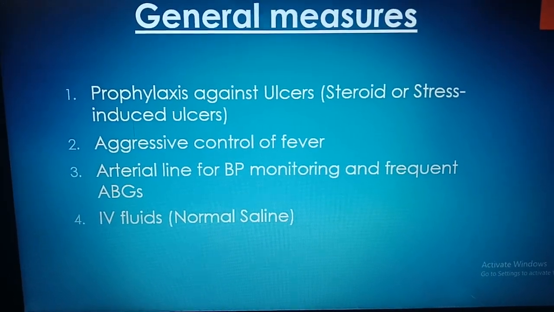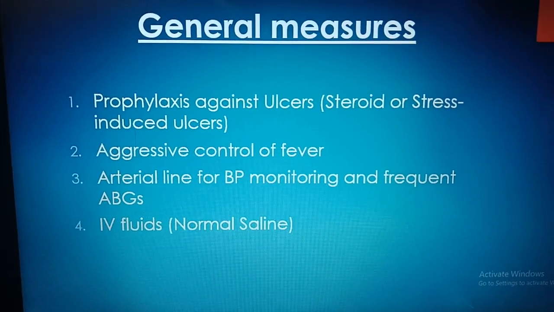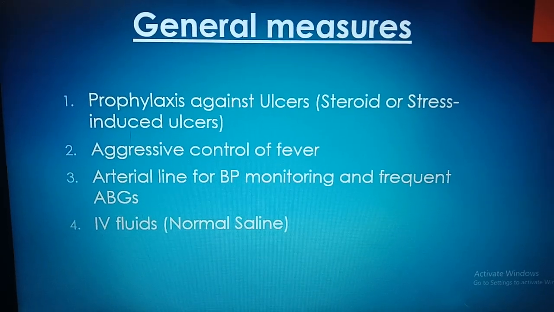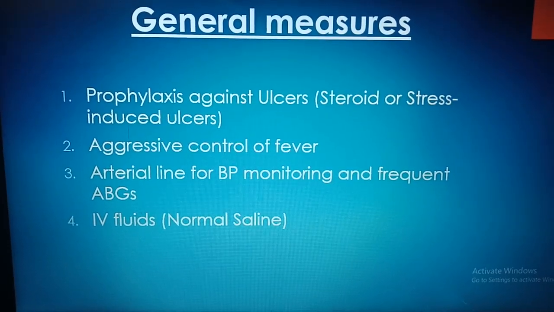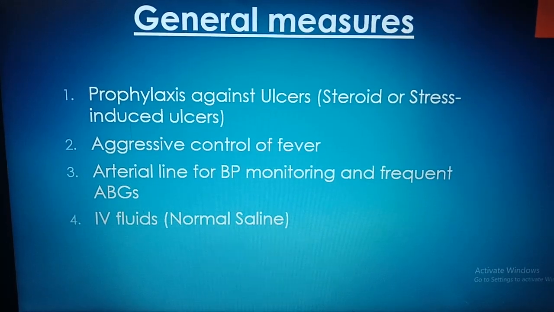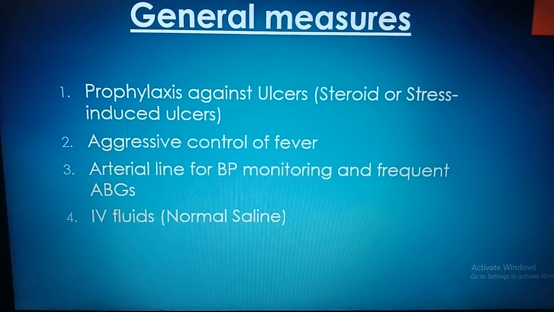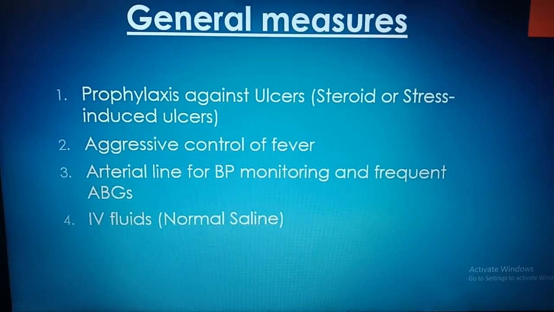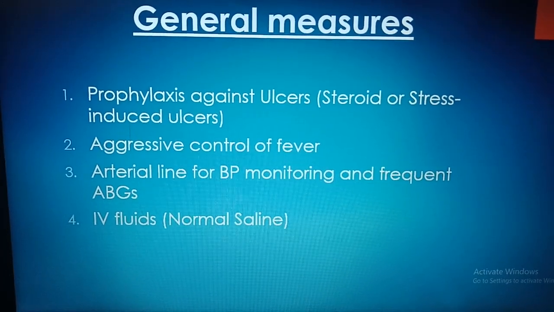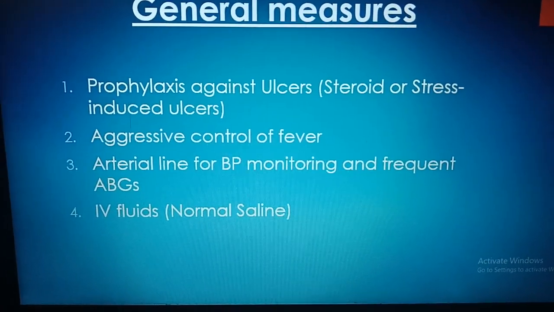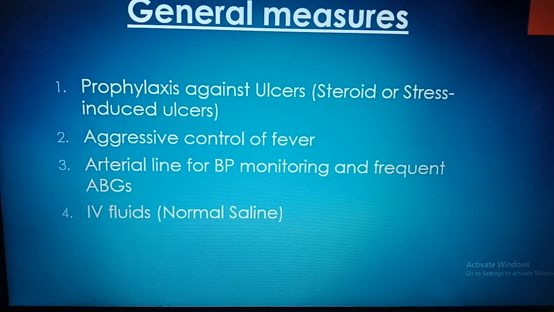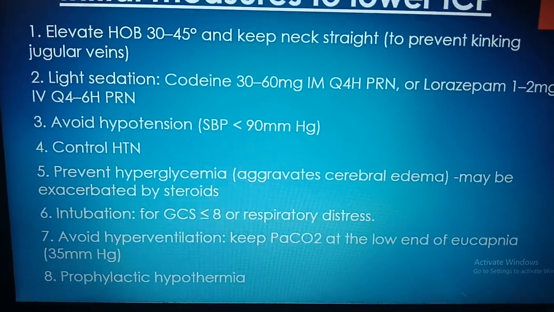Now the general measures are obviously prophylaxis against ulcers, that is steroid or stress induced ulcers. You can have aggressive control of fever, because somehow it has been shown that fever can increase the ICP. Arterial line for BP monitoring and frequent ABGs, and IV fluids. You can give normal saline. It's the fluid of choice.